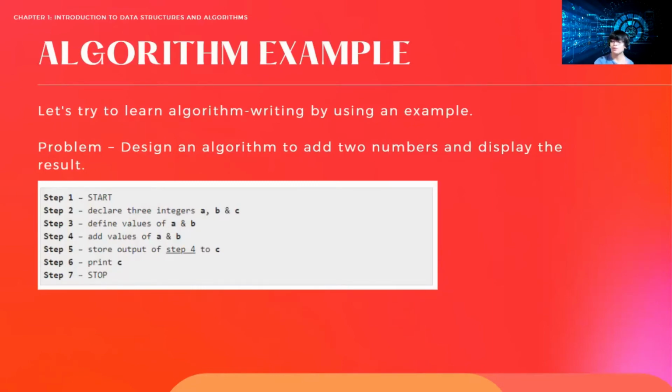After declaring three integers, or these are your variables, you define the values of A and B. Define the values of A and B, and then add the values of A and B. Then store the output of step 4, the sum of A and B, to C. Then print C. Then stop. As you can see, it is not dependent on any programming language. It's not written in Java. It's not written in Python. It's not written in C.